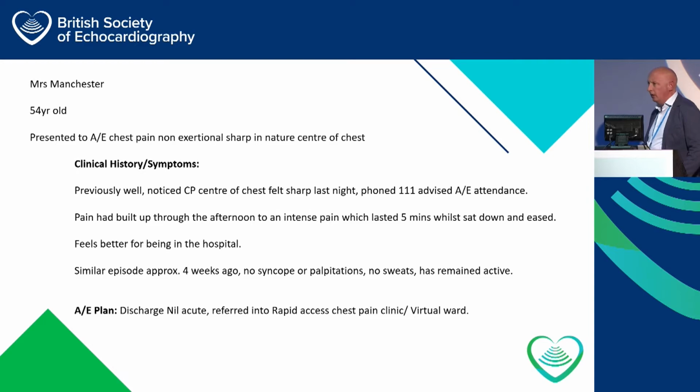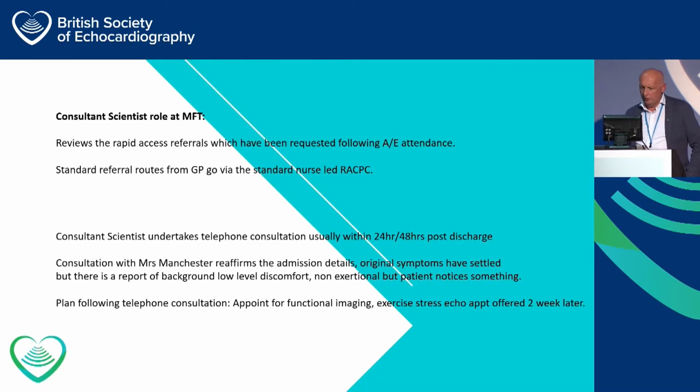And the A&E plan, I'm sure you'll see in many of your hospitals, is that this is nothing acute, there's nil acute, the troponin is normal. We will discharge her out and refer her directly into the rapid access chest pain clinic. Now in our hospital, we have a system set up for a virtual ward. And the virtual ward is basically somewhere that's been referred out to the chest pain clinic.